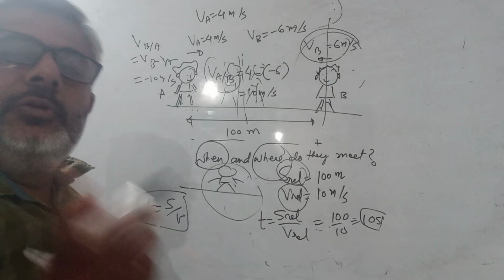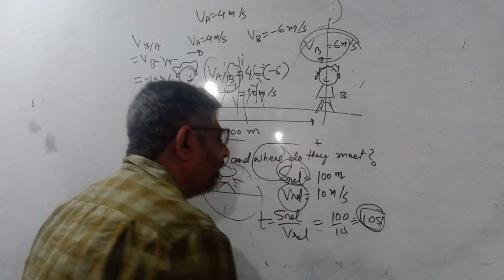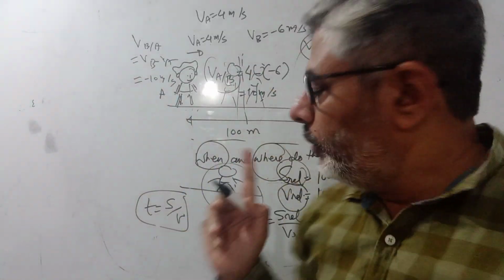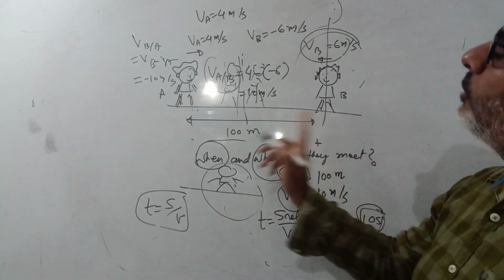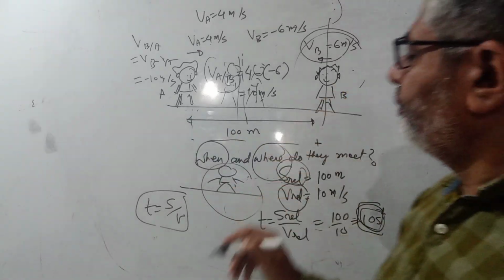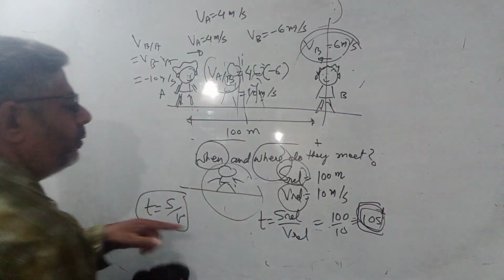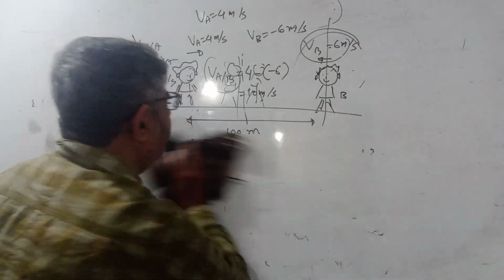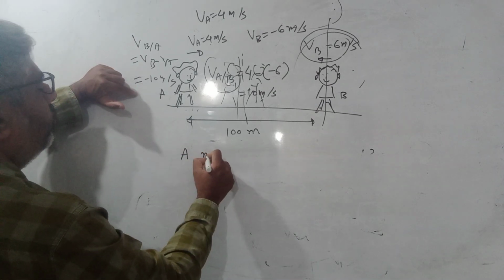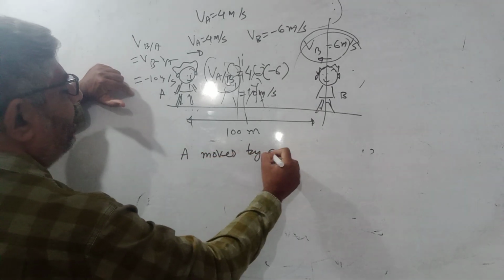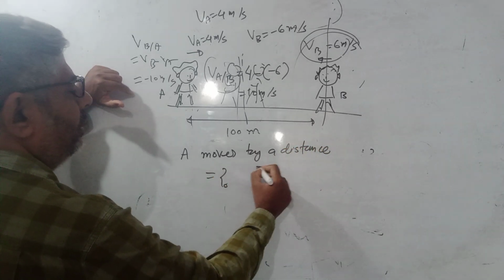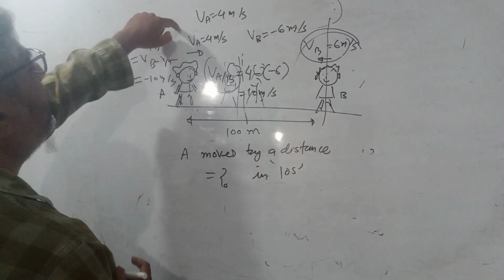Now how to find it? To find it, in this time of 10 seconds, we find the actual distance moved by one of these. So in 10 seconds, how much has A moved? Let us calculate this, because I have already found 10 seconds. So the question when do they meet is clear, 10 seconds. But where? So let us say A moves by a distance, how much? In 10 seconds. This is my question.